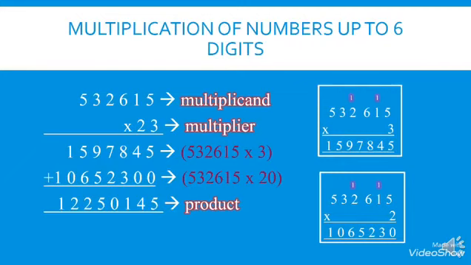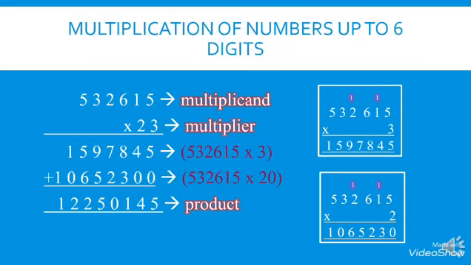5 plus 0 will give you 5. 4 plus 0 will be 4. 8 plus 3 will be 11. We will write 1. 1 will be carry. 7 plus 2, 9, plus 1 will be 10. We will write 0. 1 will be carry.